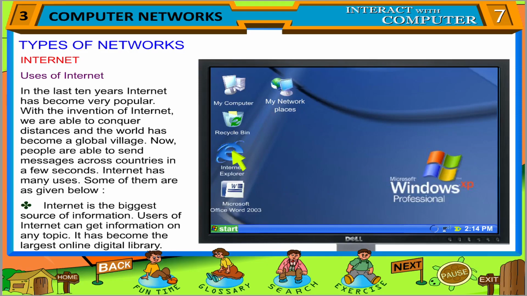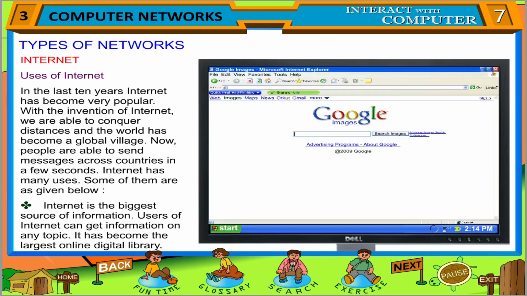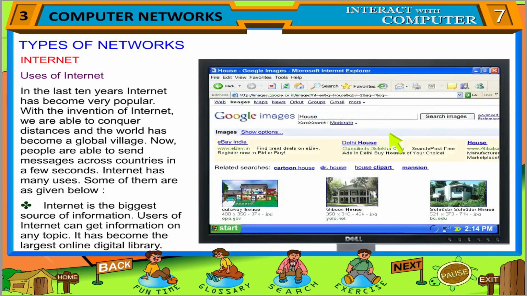Uses of Internet. In the last 10 years, Internet has become very popular. With the invention of Internet, we are able to conquer distances and the world has become a global village. Now people are able to send messages across countries in a few seconds. Internet has many uses. Some of them are as given below.